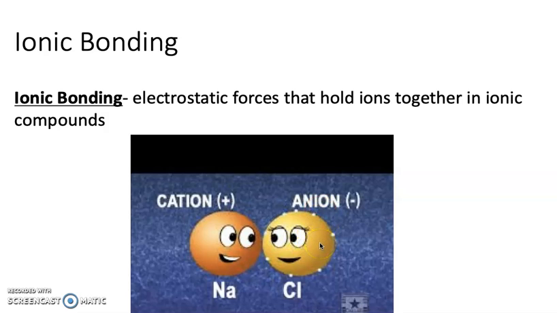Why does the nonmetal always take on a negative charge? Well, that's the one that's always going to be taking the electrons from the metal. So the cation loses its electron to the nonmetal. And that's where the electrostatic force comes in, forming an ionic bond.